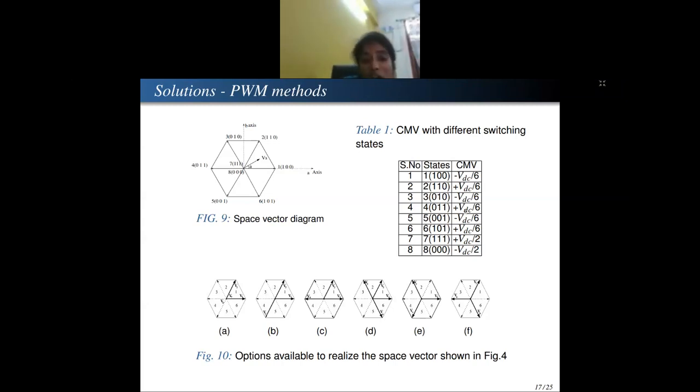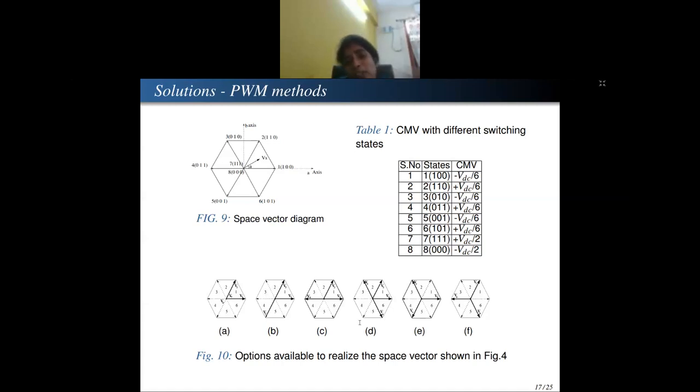So how do I do it? The main purpose of the zero vector is to adjust the length of the space vector. I can try to do it by using equal and opposite vectors in the zero vector period. Say, instead of V7 and V8, I can use V3 and V6, V1 and V4, V2 and V5 as the zero vector, because zero vectors are used just to adjust the output voltage. So this is called active zero vector PWM.